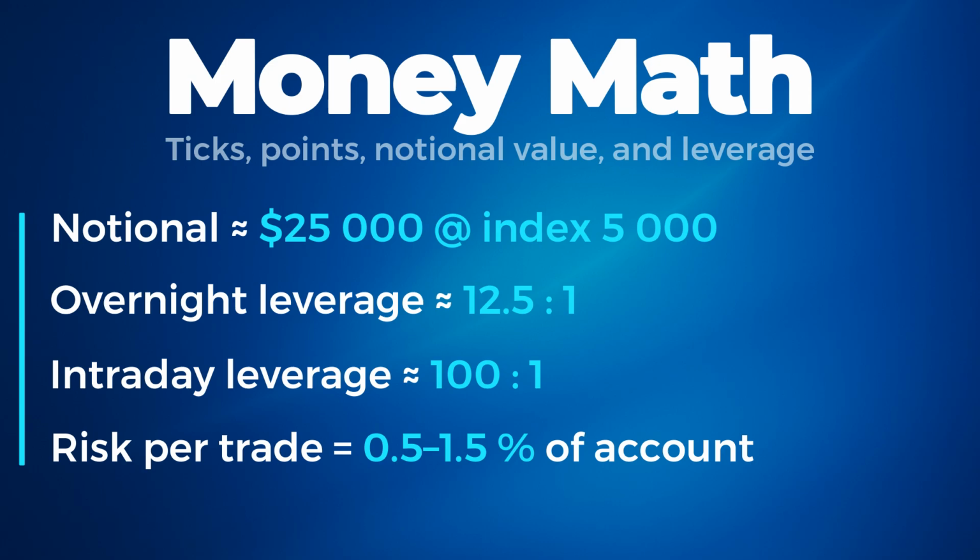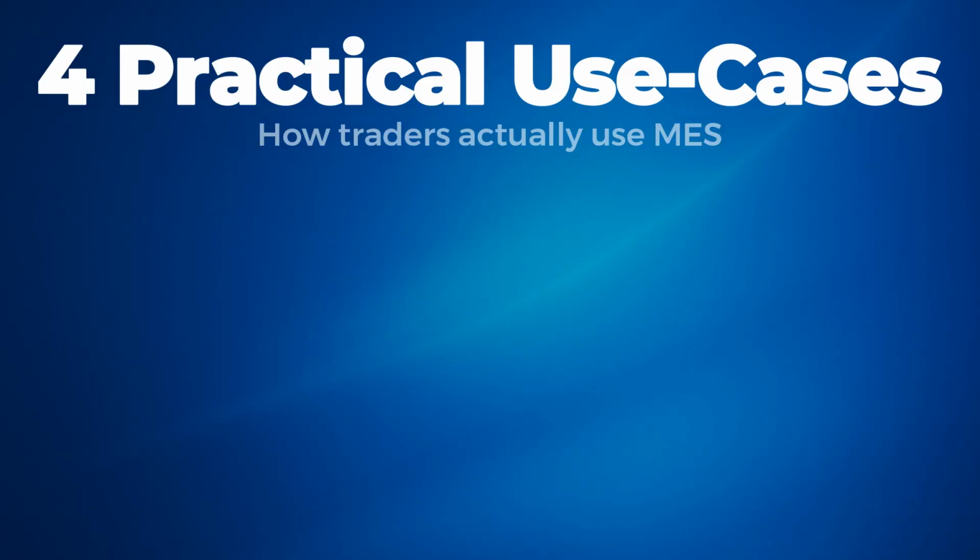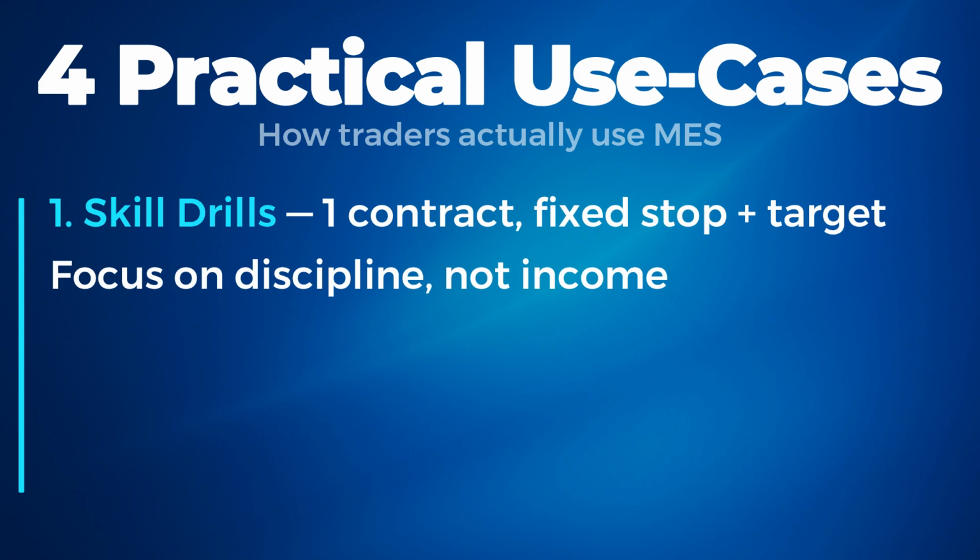With the math understood, here's how traders actually use the MES. Number 1, skill drills. Essentially, trade a single contract with a fixed stop and target. Do around 20 repetitions per week. The goal is discipline, not income. As your execution stabilizes, your P&L curve flattens.